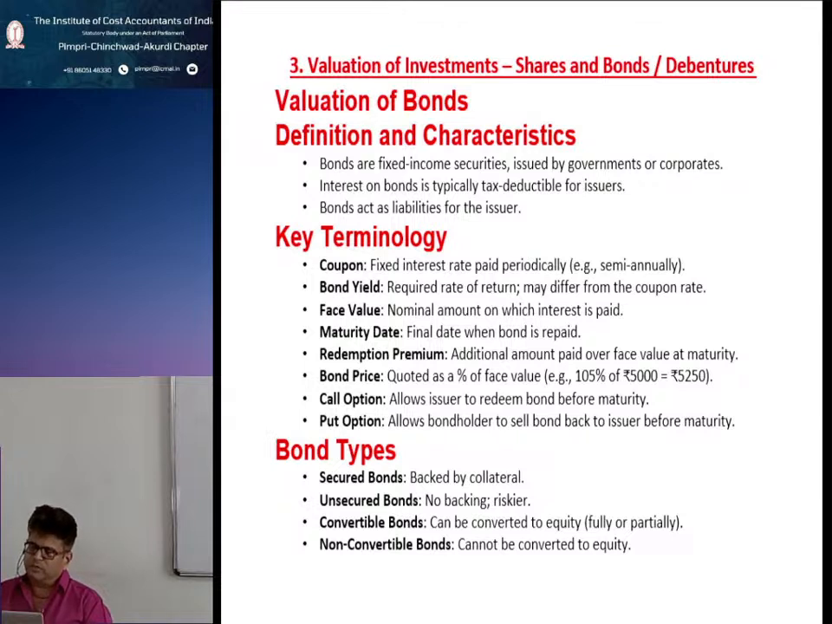Face value is the nominal amount on which interest is paid. Maturity date is the final date when bond is repaid. And redemption premium, additional amount paid over face value at maturity. Bond price is quoted as a percentage of face value. Example, 105% of 5,000. So that means 5250. Call option allows issuer to redeem bond before maturity, and put option allows bondholder to sell bond back to issuer before maturity. Bond types: secured bonds backed by collateral, unsecured bonds no backing, riskier.